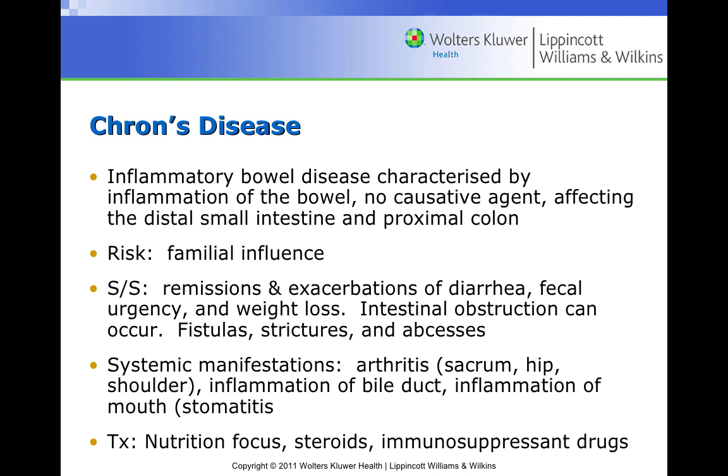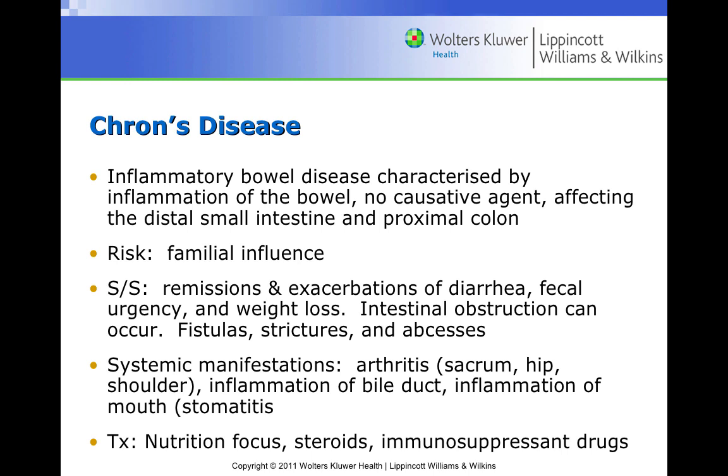It is a disease that has frequent remissions and exacerbations of diarrhea, fecal urgency, and weight loss. In the GI tract, there are plaques of hardened materials representing a cobblestone appearance within the GI tract that are a hallmark of Crohn's disease. We know that Crohn's disease is particularly susceptible to intestinal obstruction, fistulas, strictures, and abscesses because of this specific inflammatory response that occurs. In terms of treatment, we take a nutrition focus.